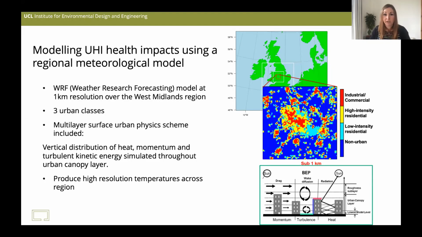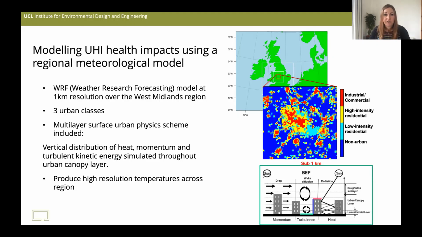So that's why we were looking at this region. The West Midlands is the second most densely populated region in the UK outside London, and it includes the cities of Birmingham, Coventry, Wolverhampton, and it's really very urbanised.